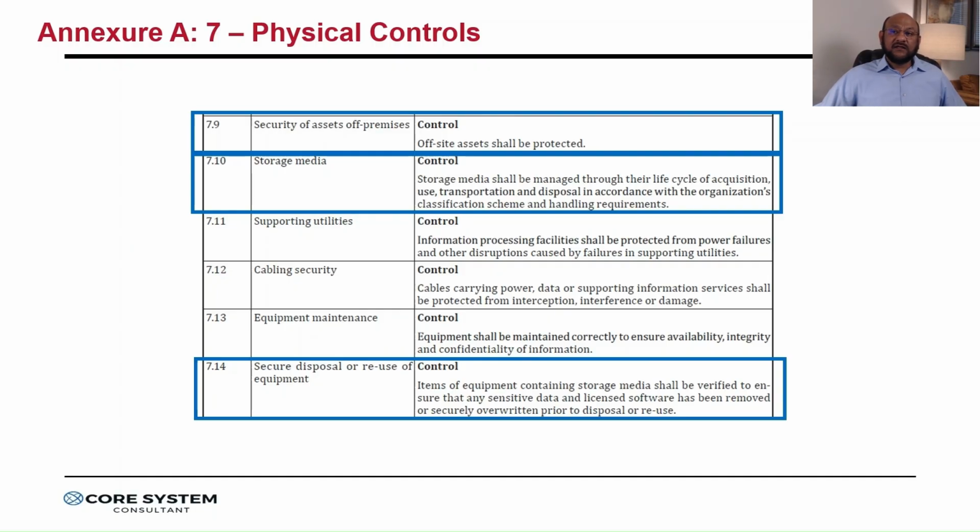And then the disposal and reuse of the equipment. So in case you are reusing that same equipment, this is a very normal practice at a number of organizations. How do you make sure that in the reuse of that equipment, none of the previous employee information or previous information is there on that particular equipment? So you need to make sure of that.